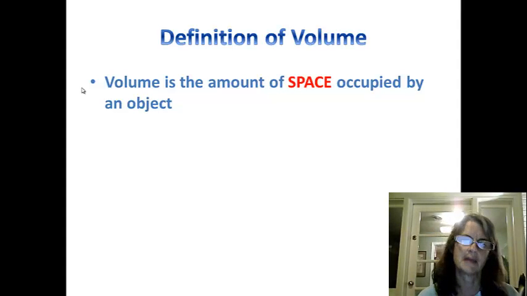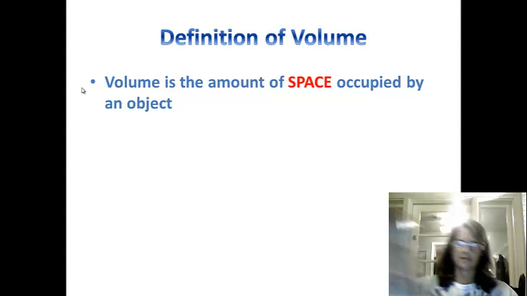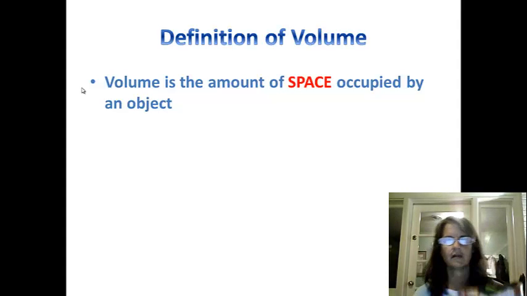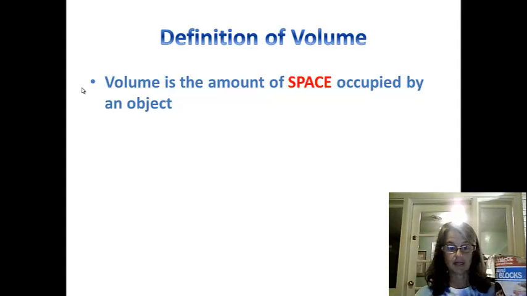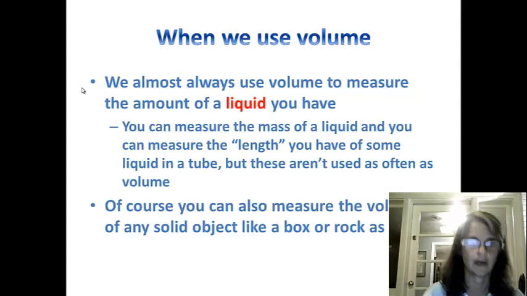Volume is simply the amount of space occupied by an object. For example, I have this cylinder full of my kid's blocks from when she was little, and so this object occupies space, and that space that it occupies is called its volume, okay?